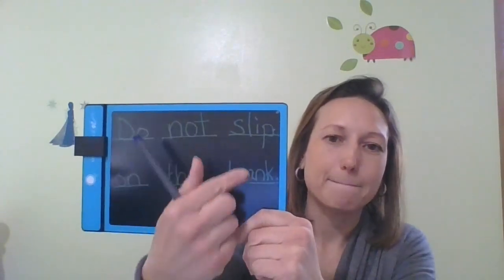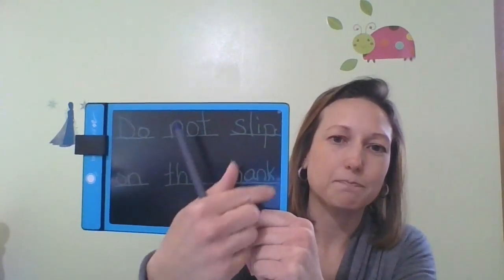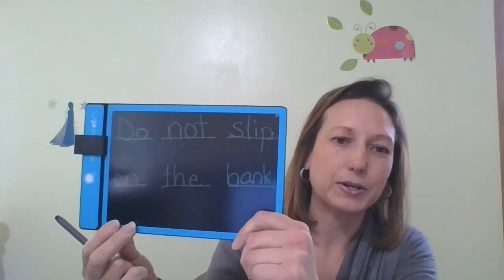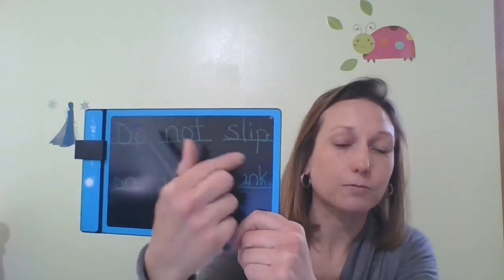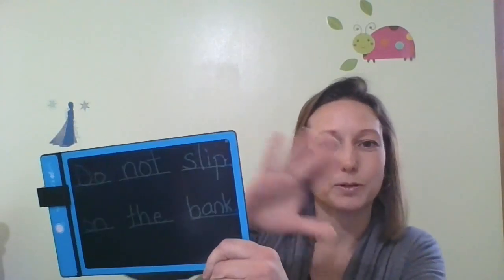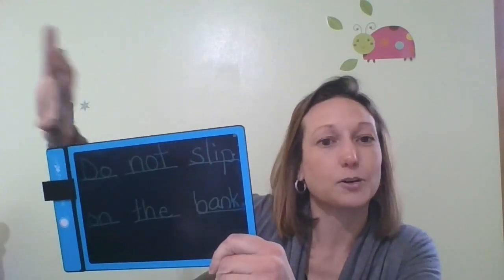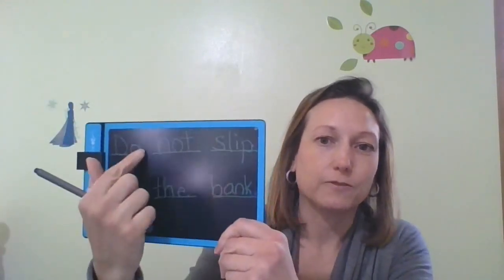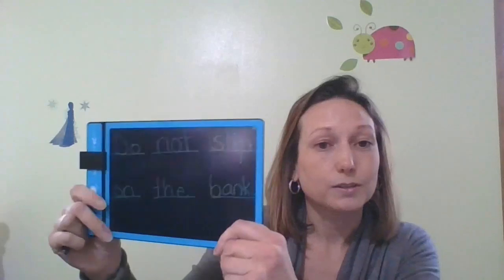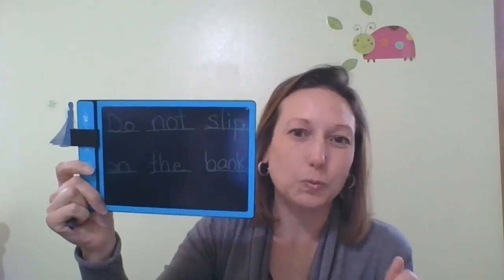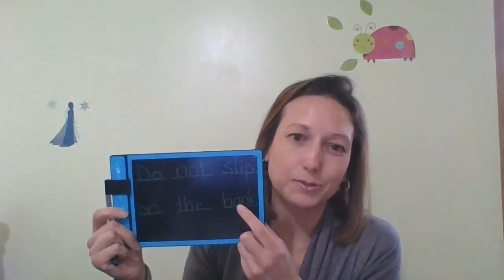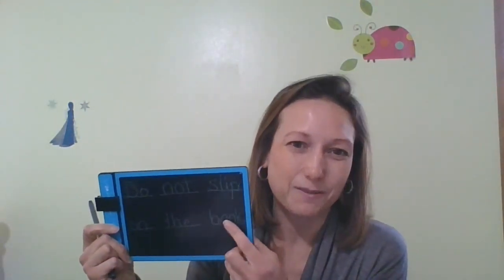In this sentence, what does bank mean? Do not slip on the bank. Bank here would be the side of a river or the side of a stream, the part that comes up out of the water. That's called the bank. So if you did slip on the bank, you're probably going to fall into the water. So bank in this sentence is not a place where you store money. It's the side of a river or a stream.